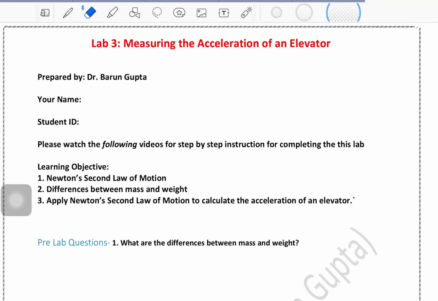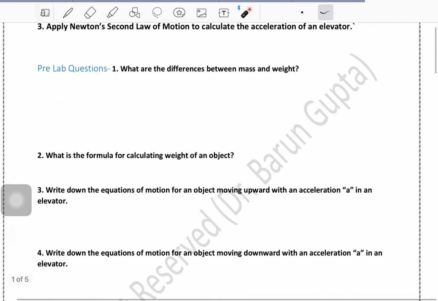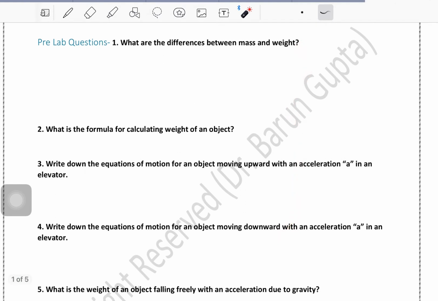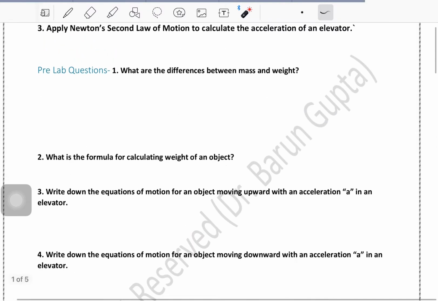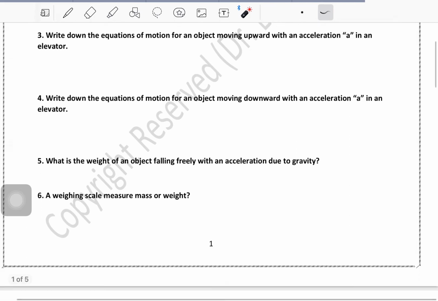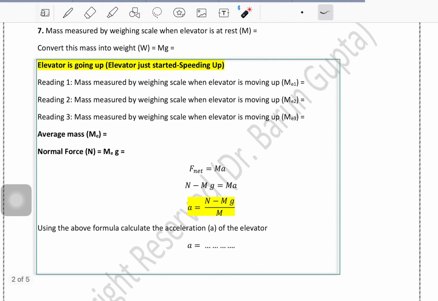So let's do that. Before jumping into the experiment or the numbers, you have to answer all the pre-lab questions here. So all the pre-lab questions: the differences between mass and weight, what is the formula for calculating the acceleration of an elevator. I already have made the videos. All you have to do is watch those videos and answer all these questions. Okay? And you can do it by watching all these videos. So here I'm going to get started with measuring the acceleration of an elevator.